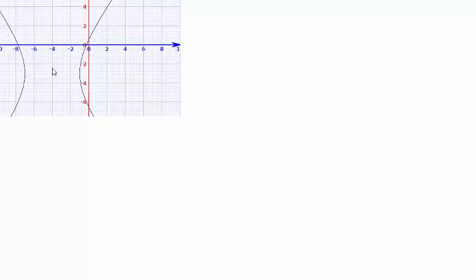Notice our center was negative 4, negative 3. The vertices were 3 away in each direction, 1, 2, 3, and 1, 2, 3. And the asymptotes would go something like this. One would go from here all the way down here, just never actually hitting the line, and the other would go down in the other direction.